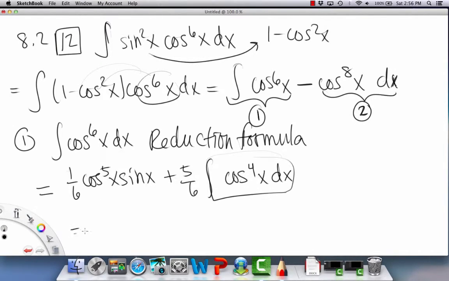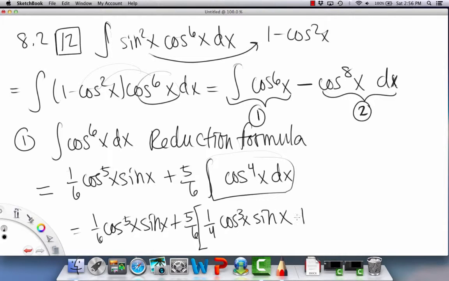Our next line: everything in front stays the same. So 1 over 6 cosine to the 5th x sine x plus, and then we have our 5 over 6, which stays out here, and then we're going to have 1 over 4 cosine to the 3rd x sine x plus 3 over 4, that's a 3, sorry, and then the integral of cosine squared x dx. That was a weird bracket, hold on. Okay, that's better.